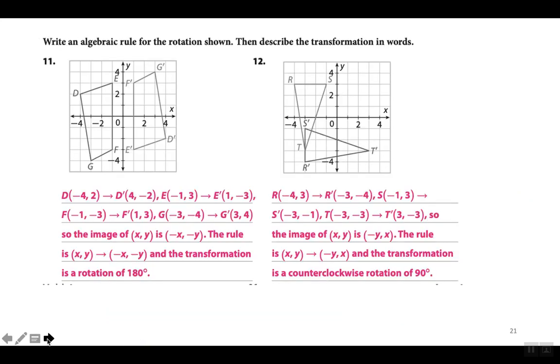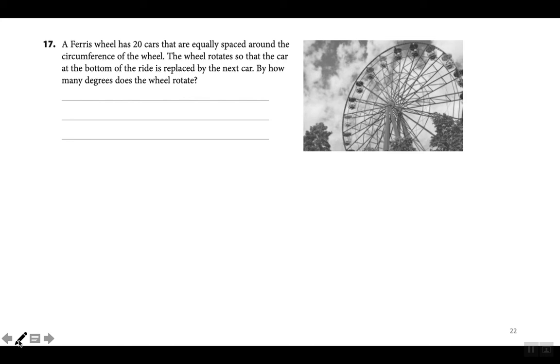And the last one I have to go over is this one. This comes up, I believe, on exams. A Ferris wheel. It has 20 cars that are equally spaced around the circumference of the wheel. The wheel rotates so that the car at the bottom of the ride is replaced by the next car. By how many degrees does the wheel rotate? In other words, how many degrees does it need to rotate so that this car is replaced by the next car? And there's 20 cars in total on the Ferris wheel.